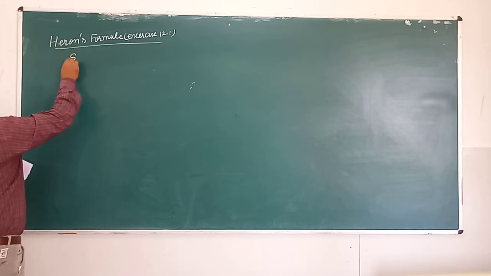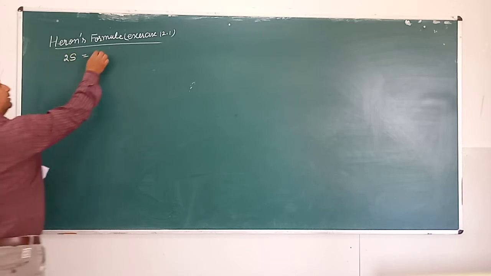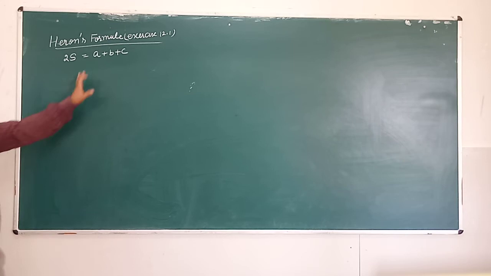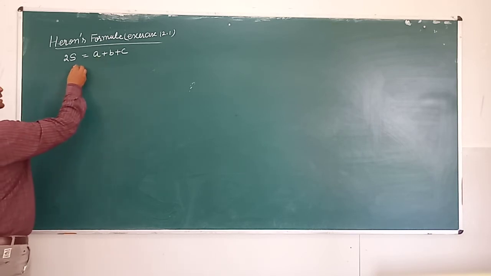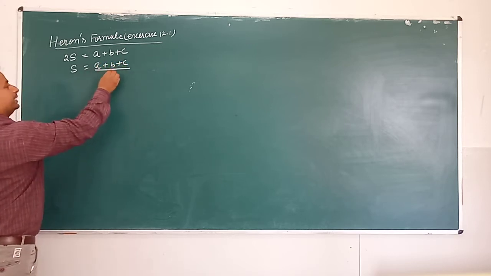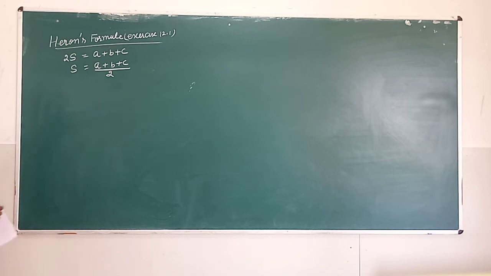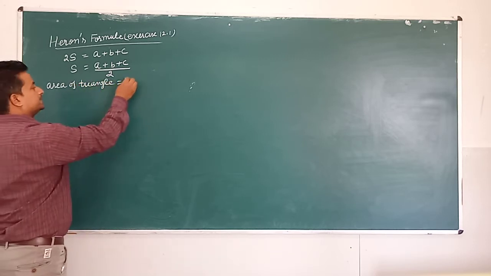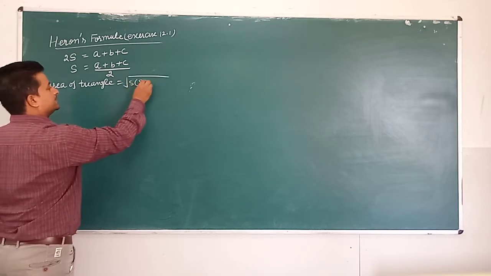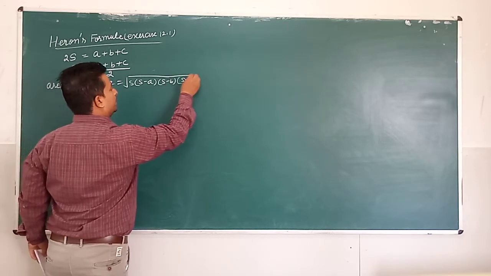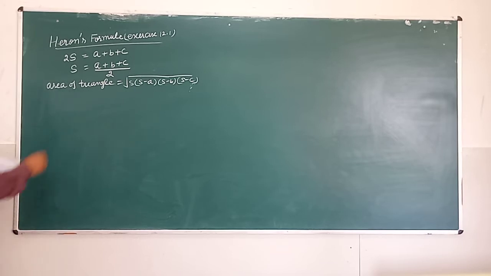For this, first we find the perimeter of the triangle. Perimeter is denoted by 2s, which is equal to the sum of the three sides of the triangle. And s is equal to (a + b + c) divided by 2. This is the semi-perimeter. And the area of the triangle is the square root of s(s − a)(s − b)(s − c). This is the formula for the area of a triangle.